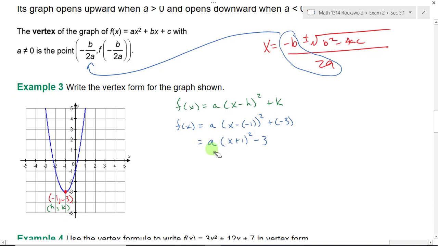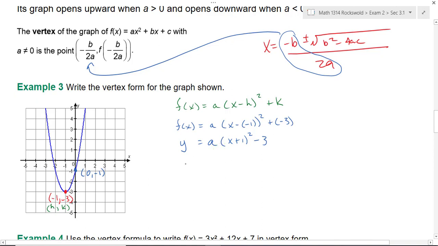We now need to find a. Well, another way of writing f of x is y. I know another point on the graph that I can plug in for x and y. This point right here is at 0, -1. If I plug in a 0 for x and a -1 for y, I can solve for a so that I can write the vertex form of this equation or of this graph.